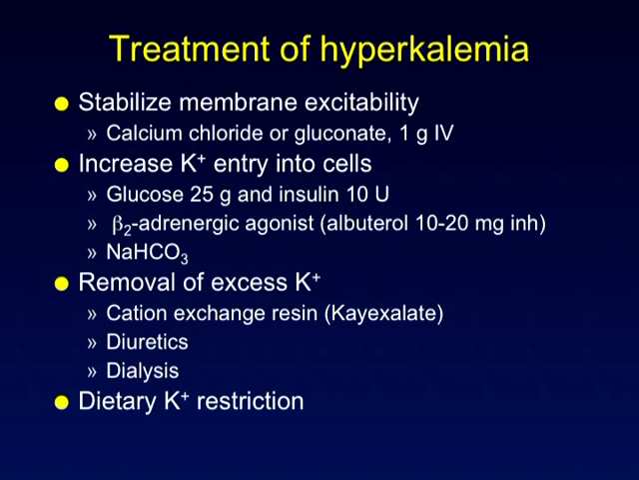The key things are stabilize the membrane, so use calcium chloride or calcium gluconate. Remember that you shouldn't be giving calcium chloride through a peripheral vein. Increase potassium entry into the cells. This is usually through glucose and insulin. Some people will use albuterol.